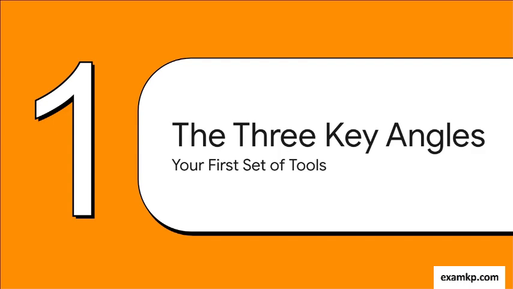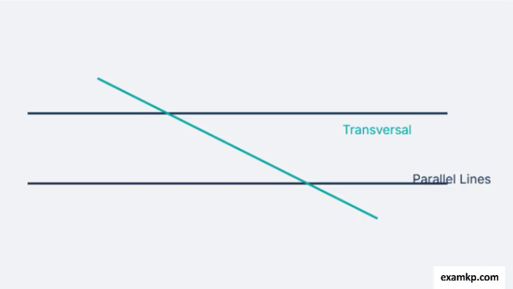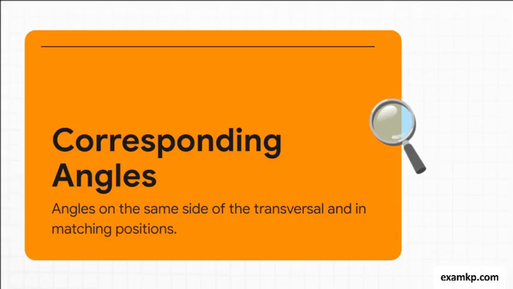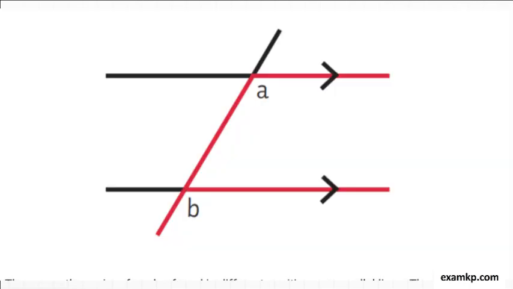So first things first, we've got to build up your mathematical toolbox. We're starting with the three most important angle relationships you need to know. When a line, we call it a transversal, cuts across two parallel lines, first up are corresponding angles. The easiest way to think about these is that they're in the same corner at each intersection. Imagine you could just slide one of those intersections right on top of the other one. The angles that line up perfectly. Bam! Those are your corresponding angles.